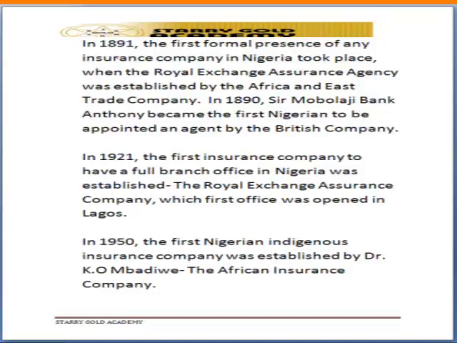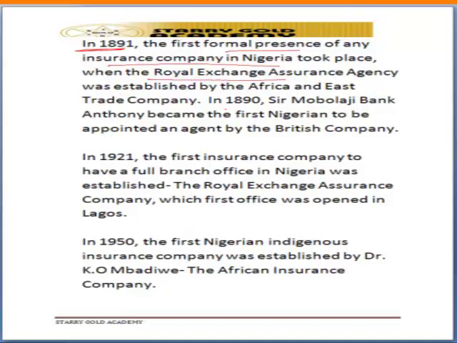So this continues in 1891. The first formal presence of an insurance company in Nigeria took place. The modern conventional insurance practice came into Nigeria in 1891. This is when the Royal Exchange Assurance Agency, established by the African and East Trade Company, came in. That was when the formal presence of conventional insurance practice began in Nigeria.